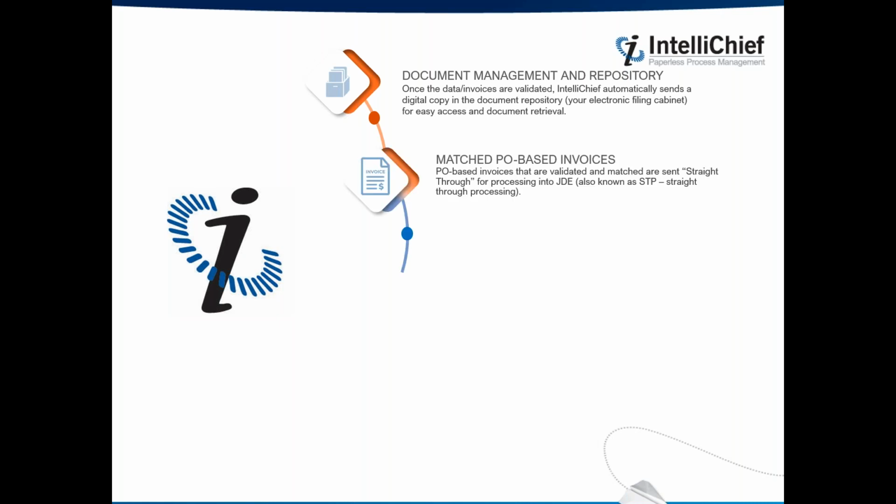When we talk about any invoices that are purchase order backed, IntelliChief will perform a two-way match, a three-way match, potentially a four-way match if you're doing one against a quality receiver or some other data. And as long as that invoice passes your match criteria or falls within whatever tolerance you allow, the data from that invoice will go from IntelliChief to JD Edwards without you having to do anything, and that's where you get your automation, your straight-through processing.